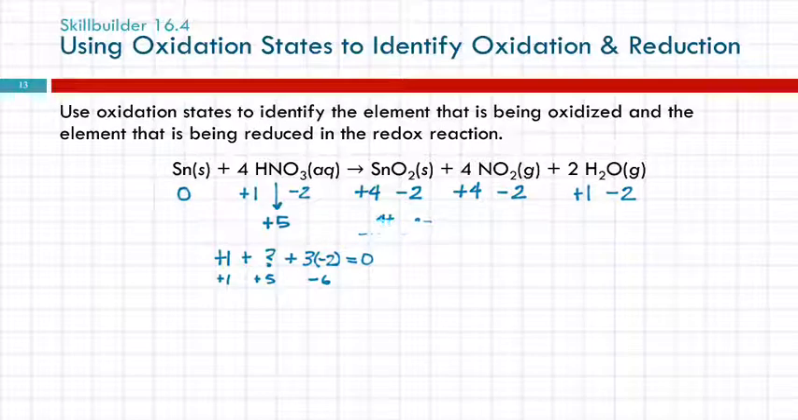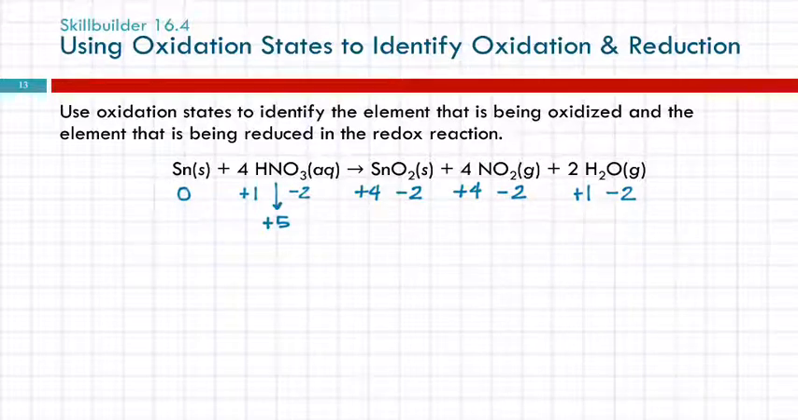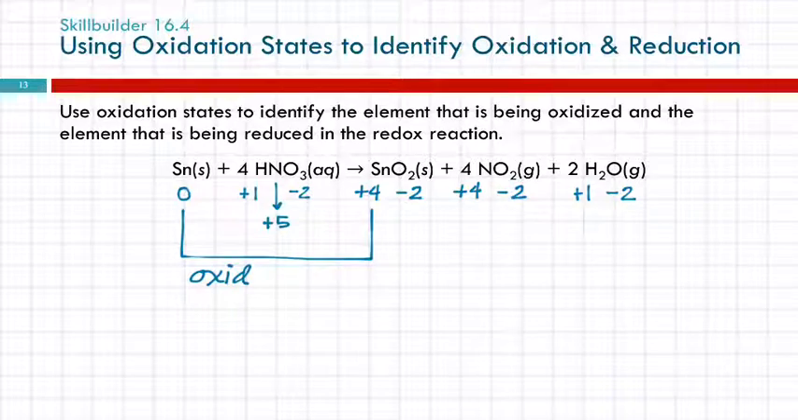So I'm going to get rid of this part now. We wanted to see what's being oxidized and what's being reduced. So we're going to look at the elements and see how their oxidation states change. So here's tin, and here's tin. Tin is going from 0 to +4. Is that oxidation or reduction? That's oxidation. So the tin is being oxidized.